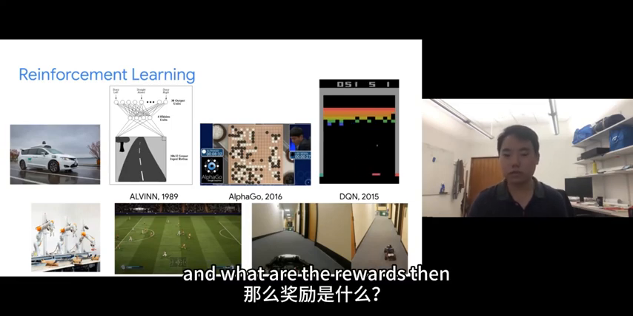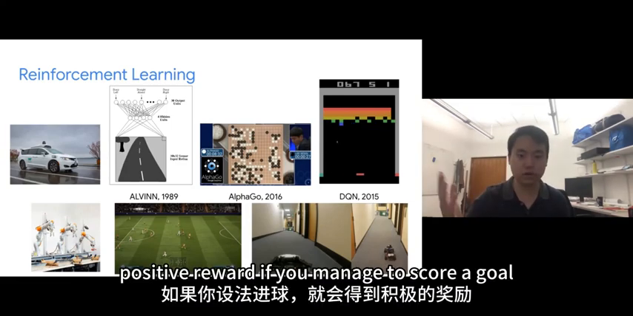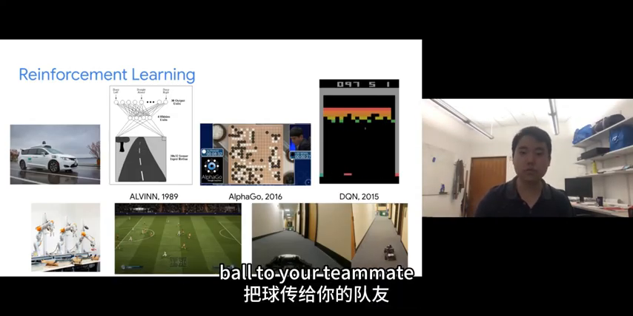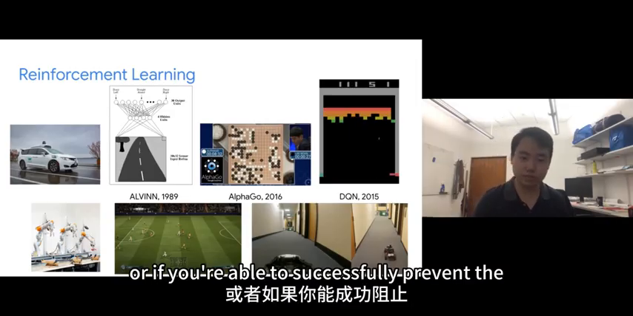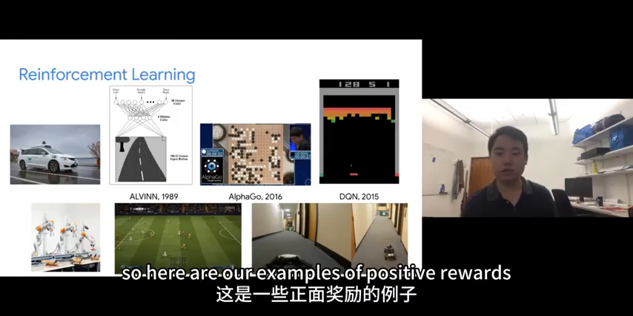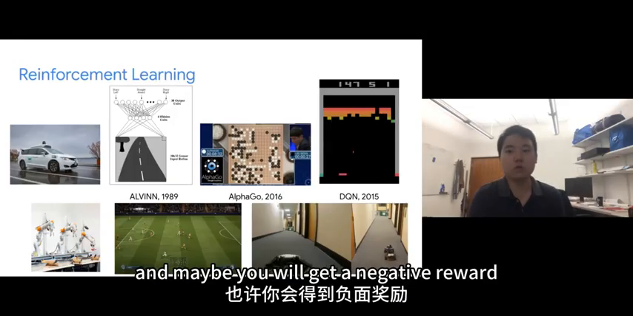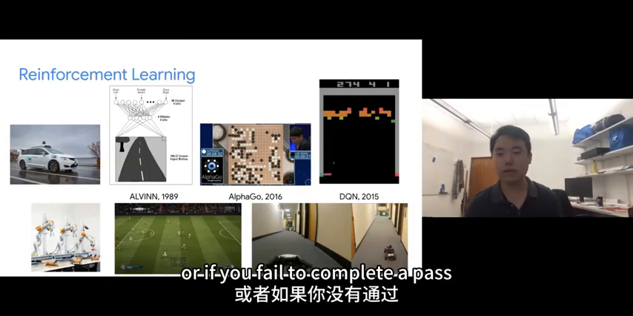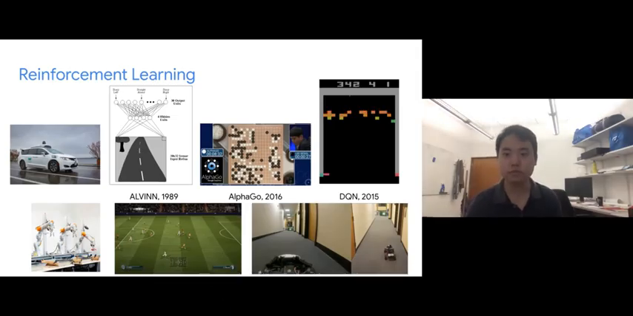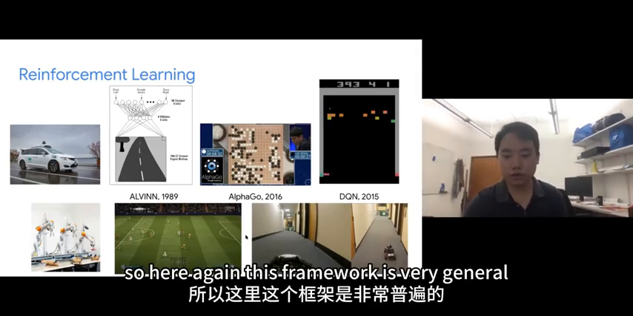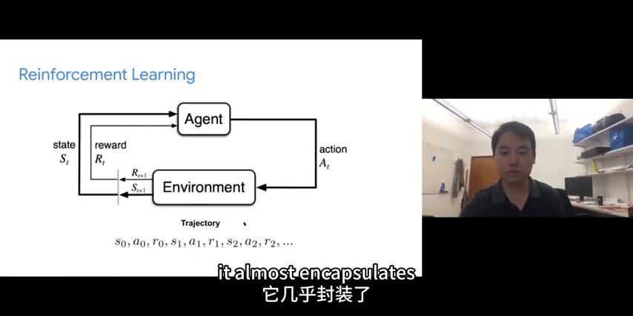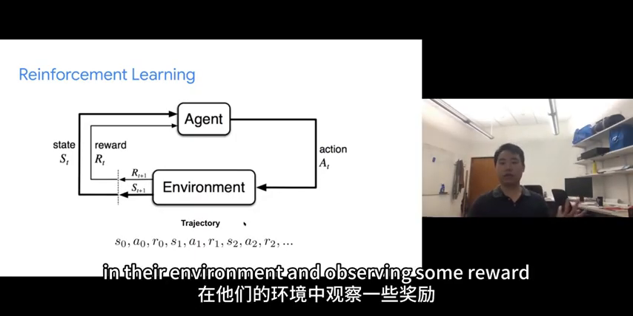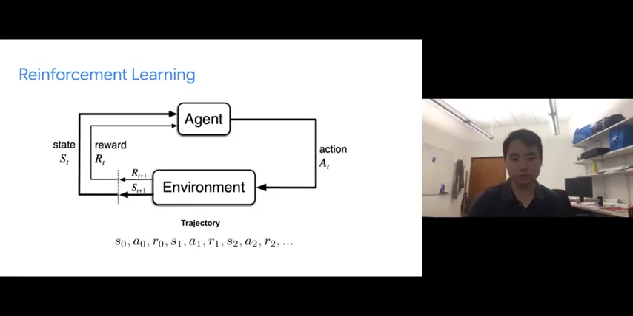And what are the rewards then? The rewards could be a positive reward if you manage to score a goal, or successfully pass the ball to your teammate, or successfully prevent the opponent from scoring against you. So here are examples of positive rewards. And maybe you'll get a negative reward if you commit a foul, or fail to complete a pass, or if the opponent scores a goal against you. So again, this framework is very general. It almost encapsulates any form of interaction between single or multiple agents in their environment, and observing some reward.